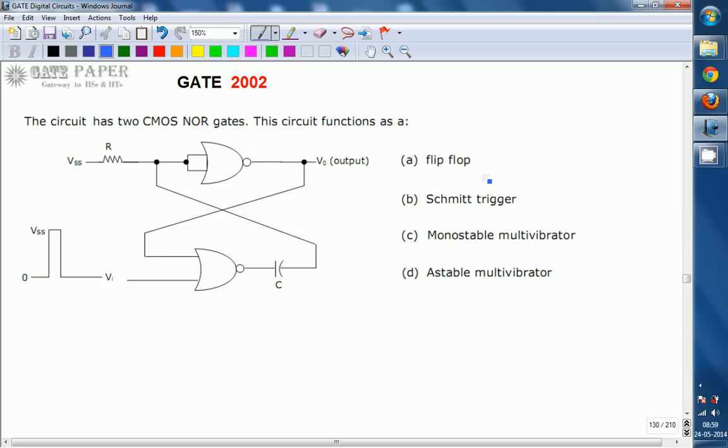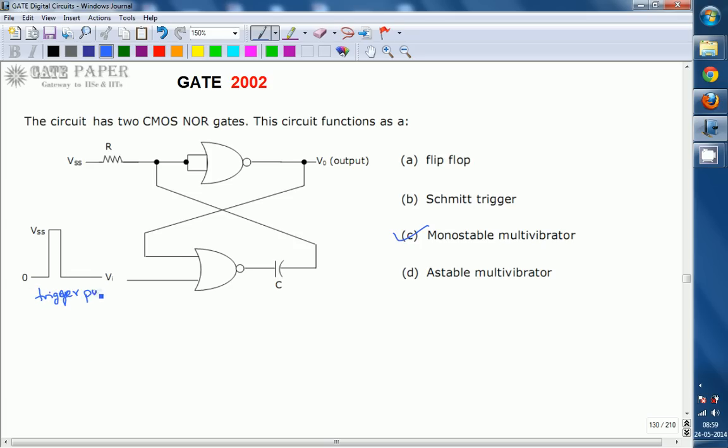Okay, this is a one mark question that came in GATE 2002, and the answer for this one is nothing but C. It is going to be working as a monostable multivibrator. You can arrive at this answer by looking at this pulse. Vi is applied only for a short duration as logic 1, and in all other cases Vi is equal to 0. This is going to be treated as a trigger pulse.